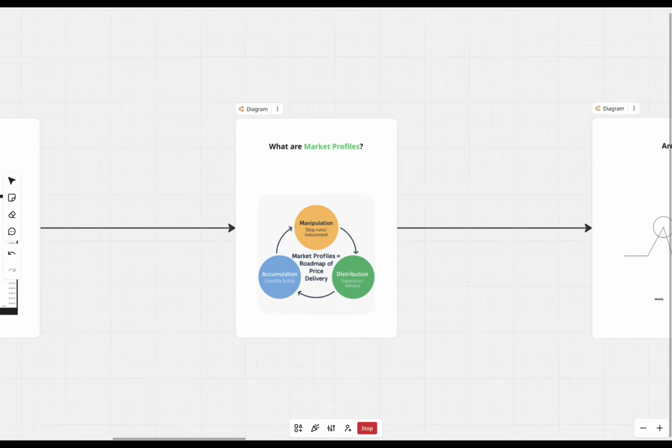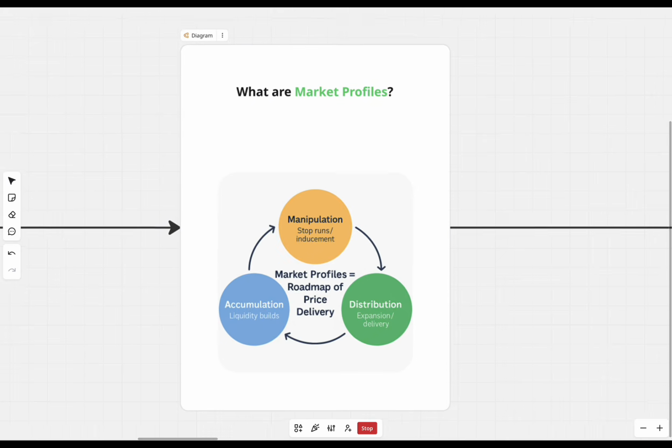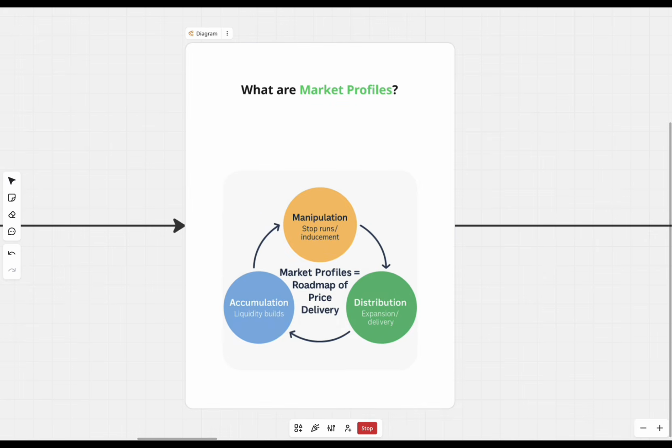To understand timing, you need a roadmap, a way to see how price delivers through time. That's where market profiles come in. Market profiles are a roadmap that describe how price delivers throughout time. They break down the market into distinct phases that repeat across all time frames, from daily sessions to weekly sessions, allowing traders to anticipate how and when price will expand, retrace, or reverse.